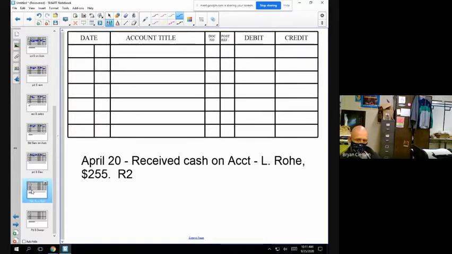All right. Lauren, will you read that one, please? April 20th, received cash on account, $35, parking. Okay, what's the debit, what's the credit for that one? Cash, debit. Savings account.